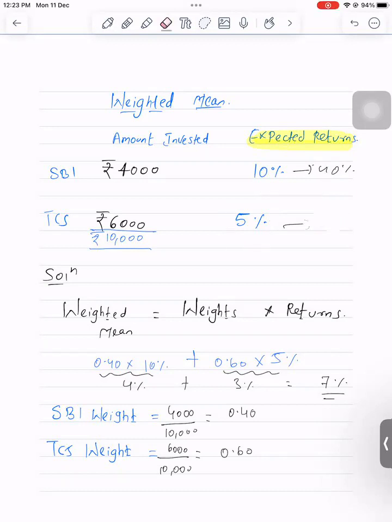So is this clear, guys, everyone? How to calculate weighted mean? Please confirm. सबको आया समझ में? Yes.